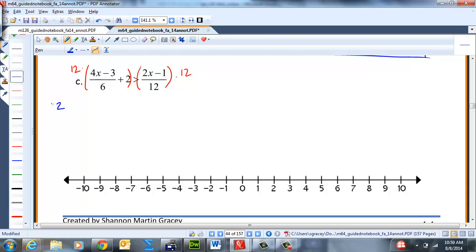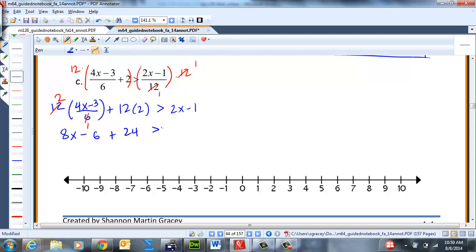That's going to give us 12 times 4x minus 3 over 6 plus 12 times 2 is greater than. Now on this side we can divide out because we only have one term, and we'll get 2x minus 1. So now we'll have 6 goes into itself once and into 12 twice. So we will have 2 times 4x is 8x minus 6 plus 24 is greater than 2x minus 1.